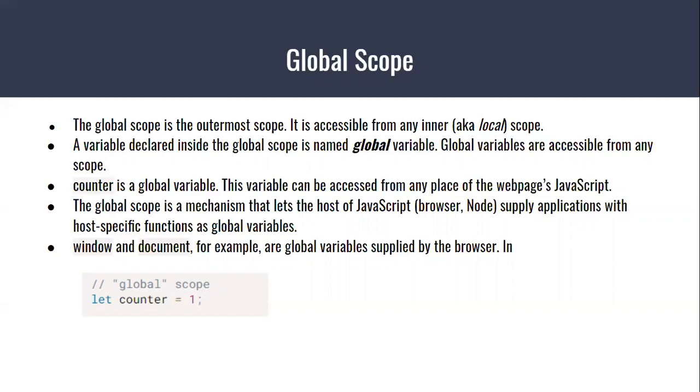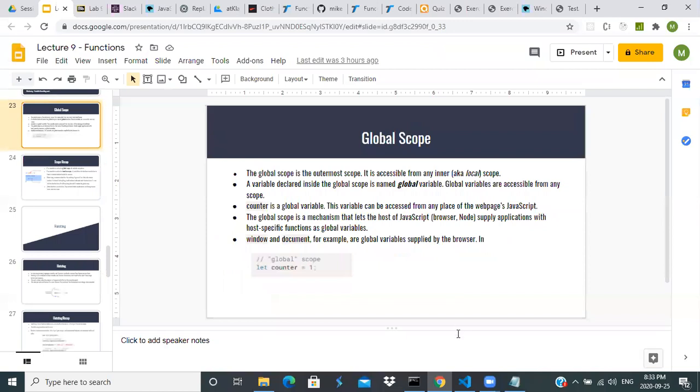That's bad. So a global scope is a mechanism that lets the host of JavaScript, the browser, Node.js, supply applications with host-specific functions as global variables. So it's basically saying that this scope allows for global variables. Window and document, for example, are global variables in a browser. Yes, that's a good one to understand, because that's a case in point.